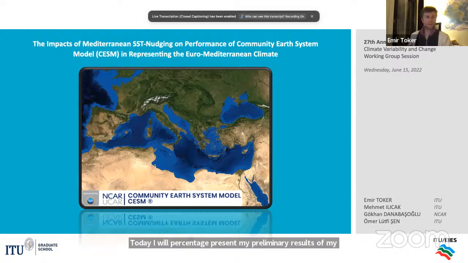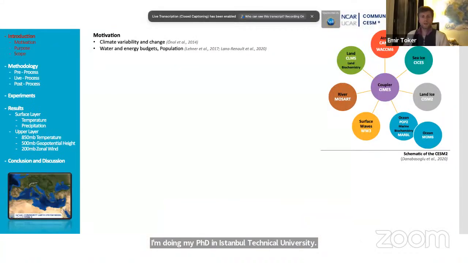Today I will present my preliminary results. My title is The Impacts of Mediterranean SST Nudging on Performance of Community Earth System Model in Representing the Euro-Mediterranean Climate. I'm doing my PhD at Istanbul Technical University. As you know, the Mediterranean Sea Basin is important from the perspective of climate and population, so we focused on this region.